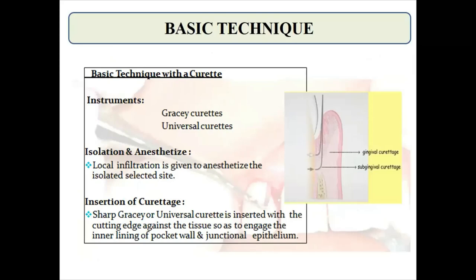Now we'll be discussing the basic technique of curettage. As we have discussed, for the basic instrument, you can use either your Gracey curette or universal curette. First of all, the first step is to isolate that area and then anesthetize it adequately. Though for your curettage procedure, you need not give a block as we do in flap surgery procedure. Local infiltration or topical local anesthesia is sufficient. Your instrument must be very sharp, and this sharp Gracey or universal curette is inserted with the cutting edge against the tissue so as to engage the inner lining of the pocket wall and junctional epithelium.